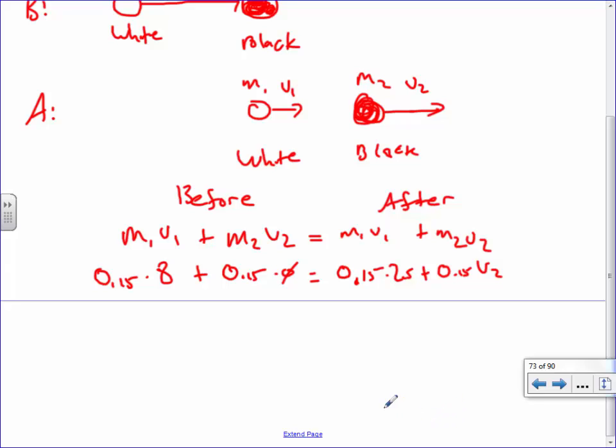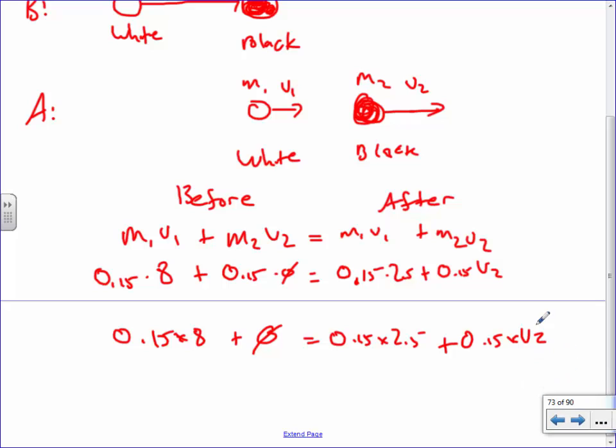Maybe don't rewrite it. I'm just going to rewrite mine so it's a little bit nicer. What you're left with is 0.15 times 8 plus really nothing, right? Because that just becomes nothing. Equals 0.15 times 2.5 plus 0.15 times V2. And all we have to do is figure out how to get V2 by itself. Do you have any ideas? How do you get this V2 by itself?